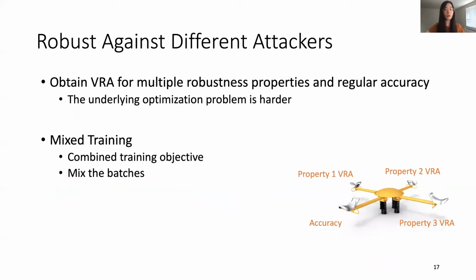For a model to be robust against different attackers, it needs to obtain VRA for multiple robustness properties, as well as regular test accuracy. This makes the underlying optimization problem harder. To address this, we use a mixed training technique with a combined training objective. In addition, during training, we randomly mix the batches belonging to different properties to balance the training goals.